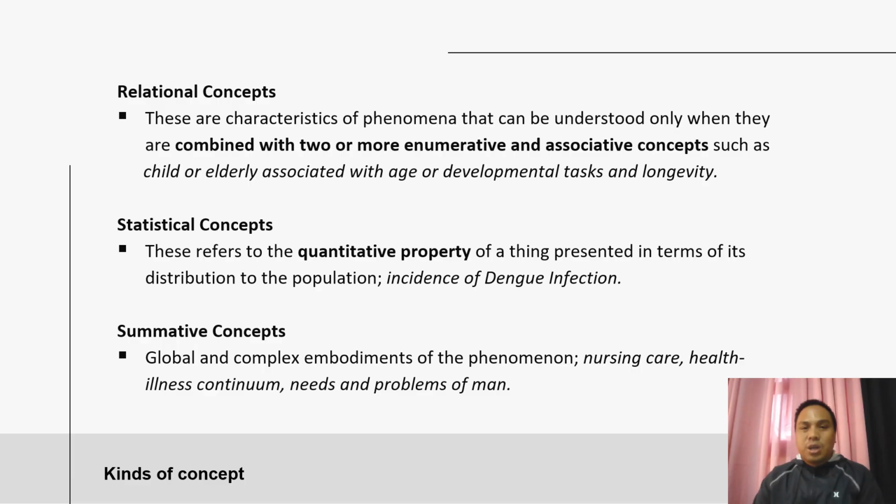So they are essential for analyzing health trends and patterns that guide nursing practice and public health policies. For instance, the incidence of dengue infection in the community, the prevalence of hypertension among adults, or the average length of hospital stay for pneumonia patients are statistical concepts. These data help our nurses and researchers identify risk factors, prioritize interventions, and evaluate outcomes.